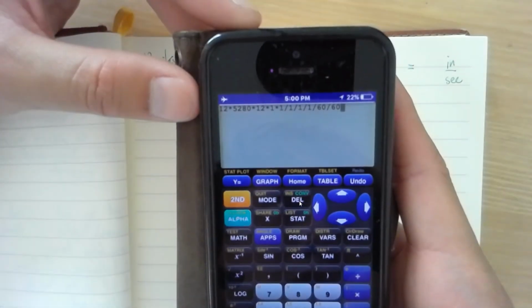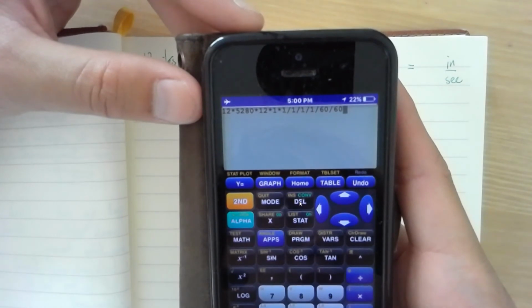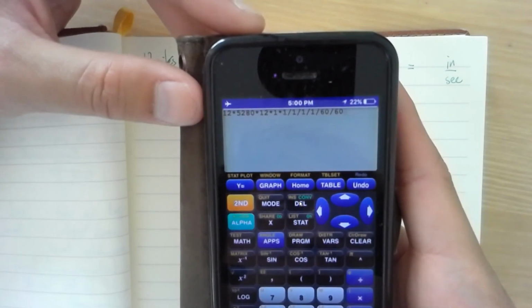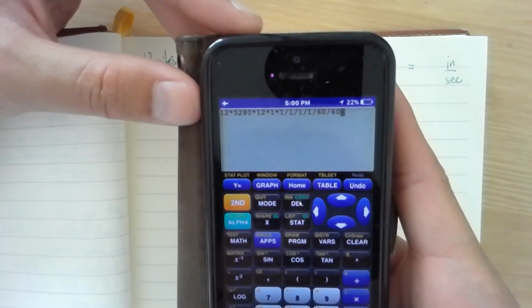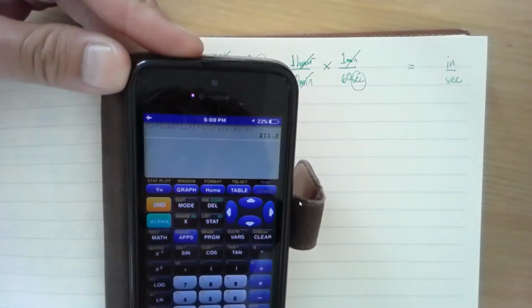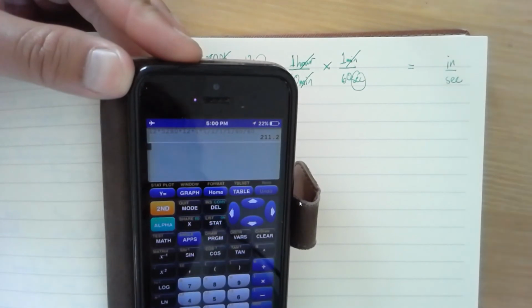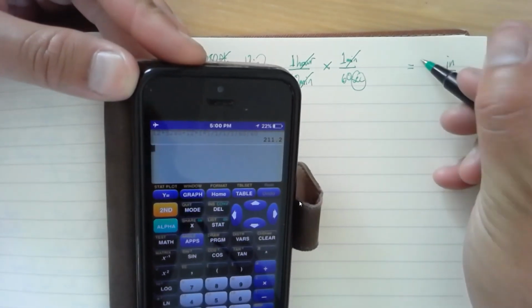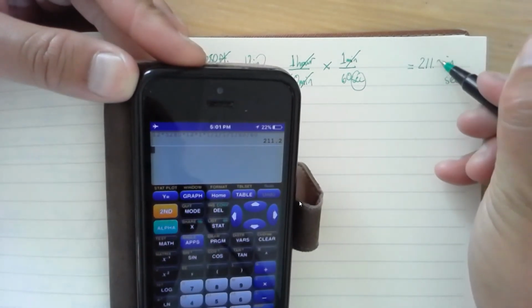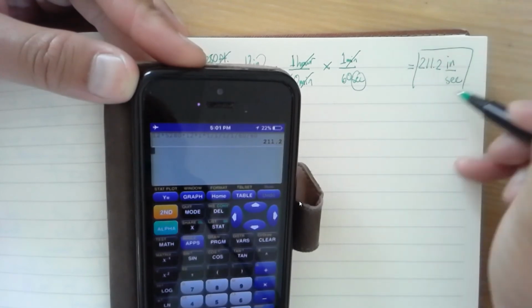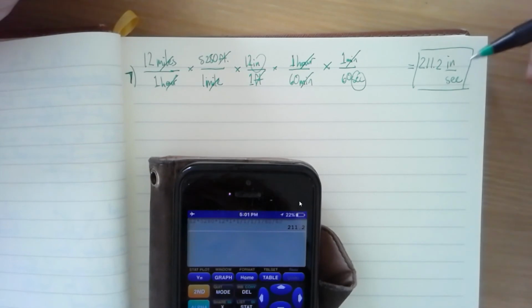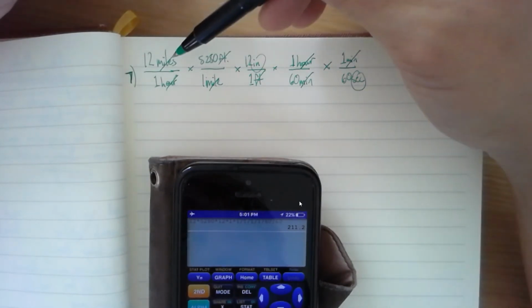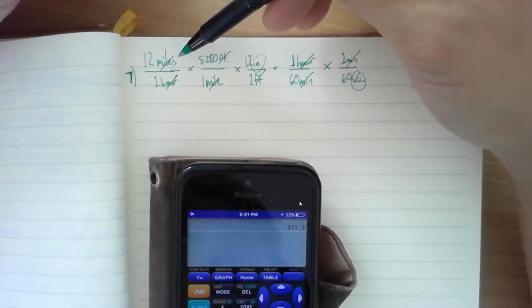It's literally 12 times 5,280 times 12 times 1 times 1 divided by 1 divided by 1 divided by 1 divided by 60 divided by 60. Let's see what we get. Your answer should be 211.2 inches per second. So is this different from what we started with? No, it's not different. It just looks different, but you're still traveling at the same speed.